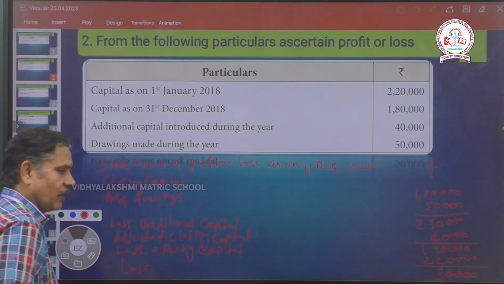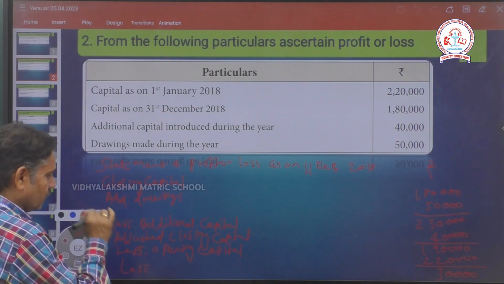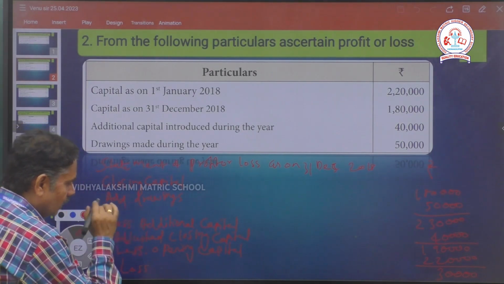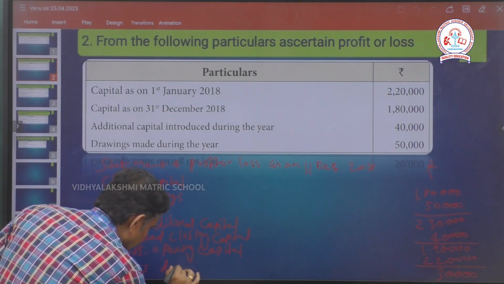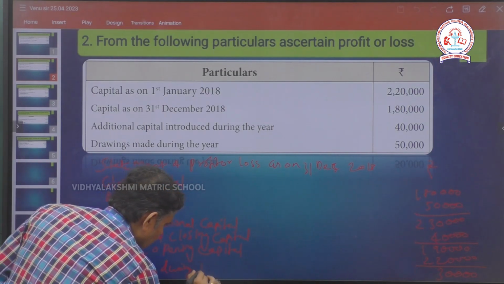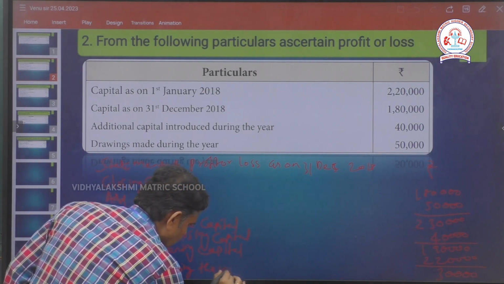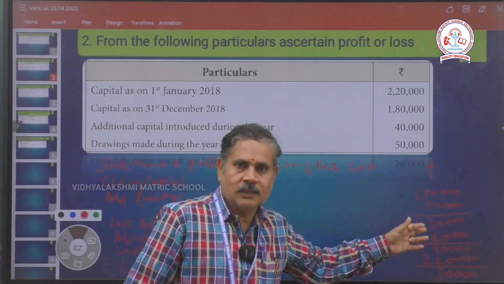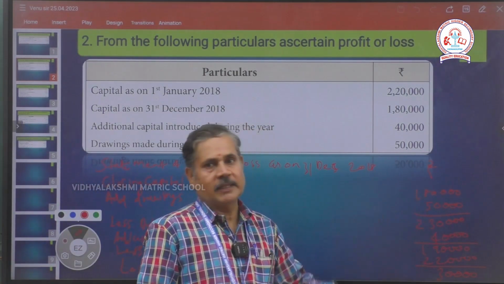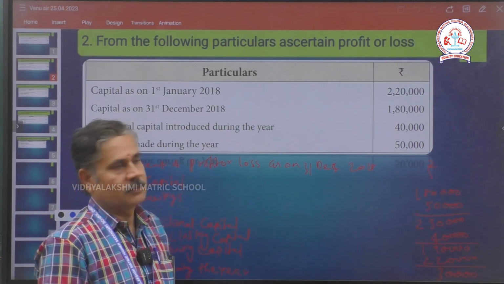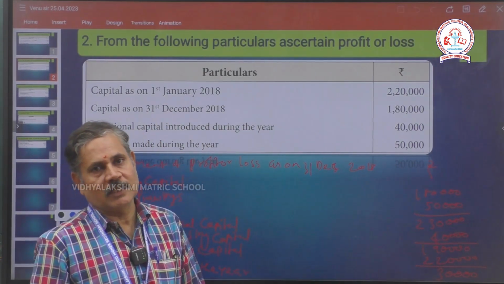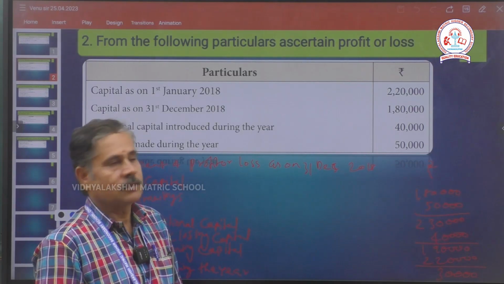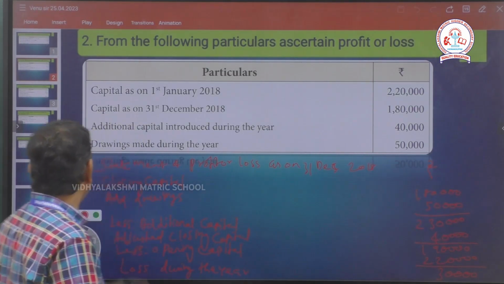In the last sum we found the answer was profit, but in this sum the answer is loss during the year. Because compared to adjusted closing capital, the opening capital value is more. From that point of view, the result is loss during the year. Okay, now we will move on.